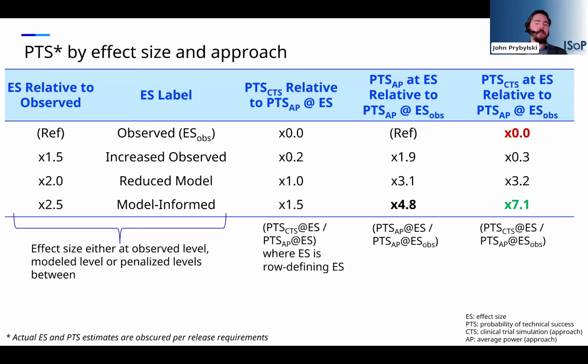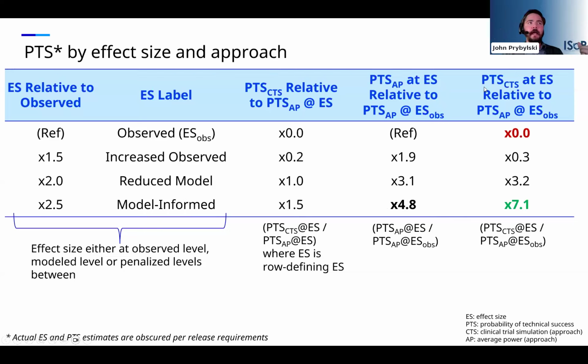But what's really interesting is if we weren't using modeling here at all and we didn't incorporate any other information, our PTS would have to be based on the observed effect size, and we would have to be using the average power approach. So what's really interesting is how our various PTSs compare to our average power PTS at the observed effect size. And what you can see when we go all the way up to the model-informed effect size is that we get about a 5-fold higher PTS using the average power approach at the model-informed effect size than we did at the observed effect size.